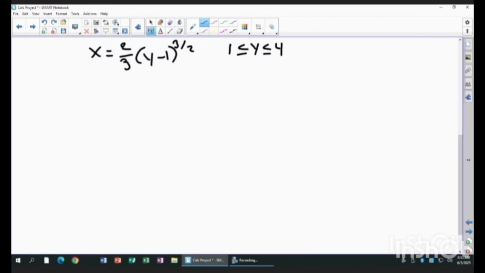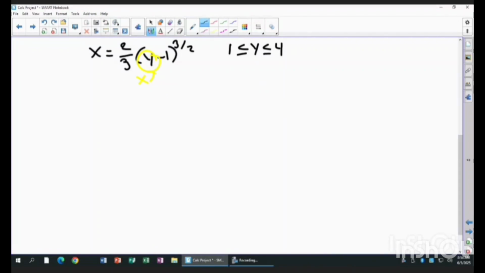So, first things first, when you take it with respect to a different variable, you want to change your equation so it's in the perspective of what you want. So we need this to be in terms of x, but right now it's in terms of y. So we multiply by 3 over 2, and we raise to the 2/3 power. That's basically how you do it.